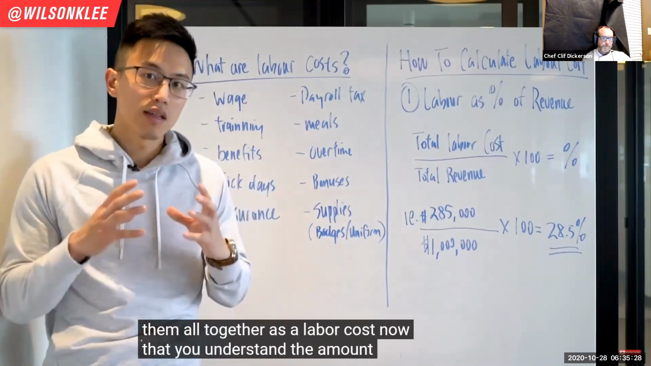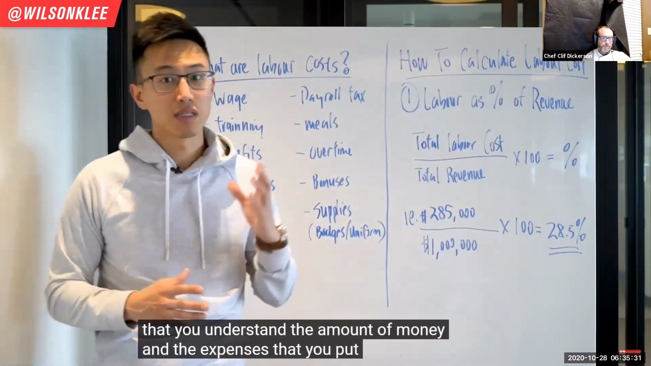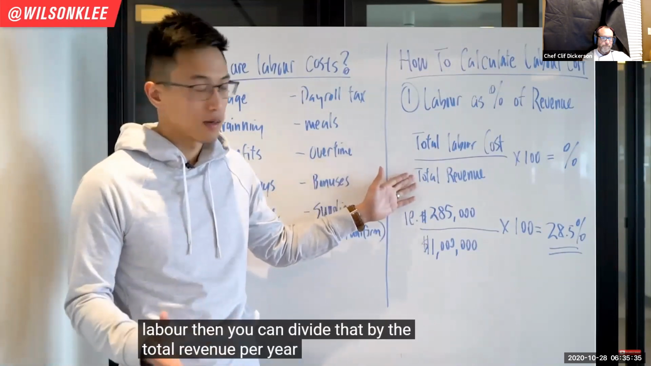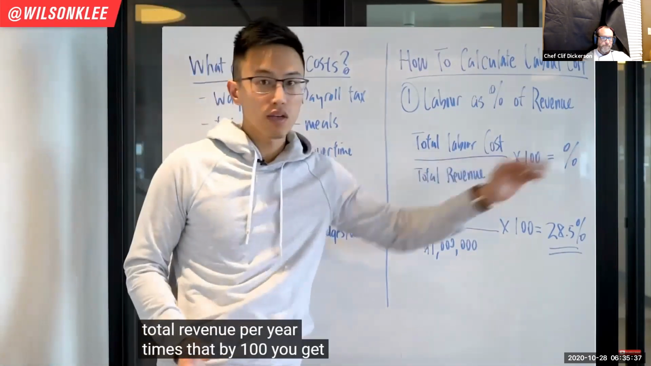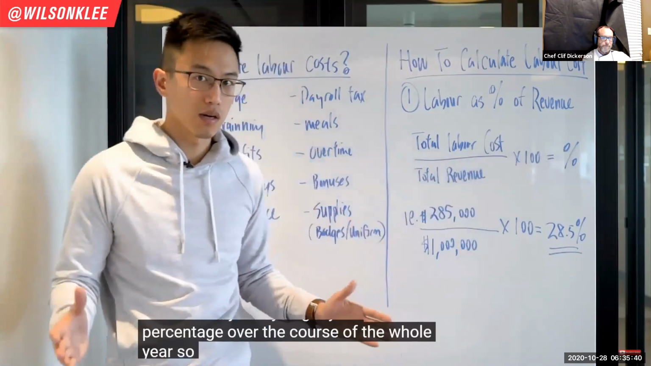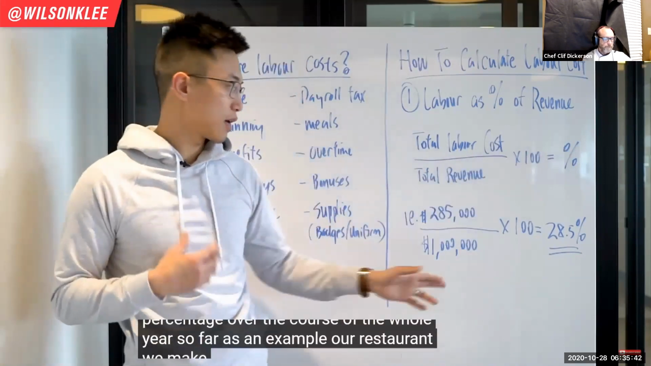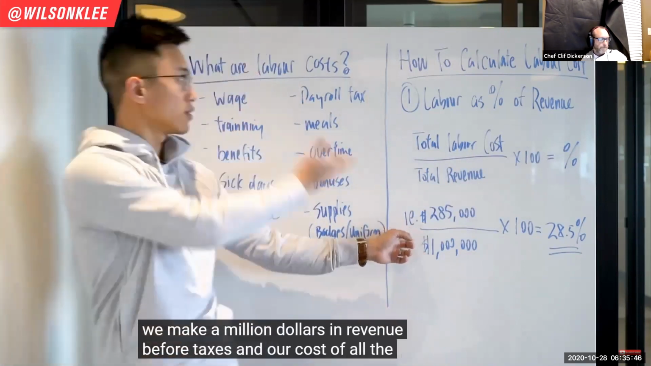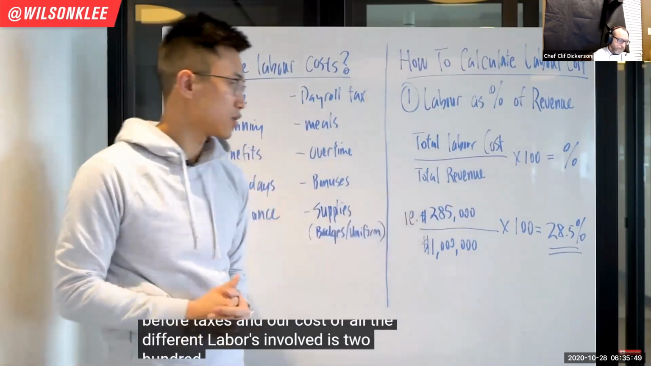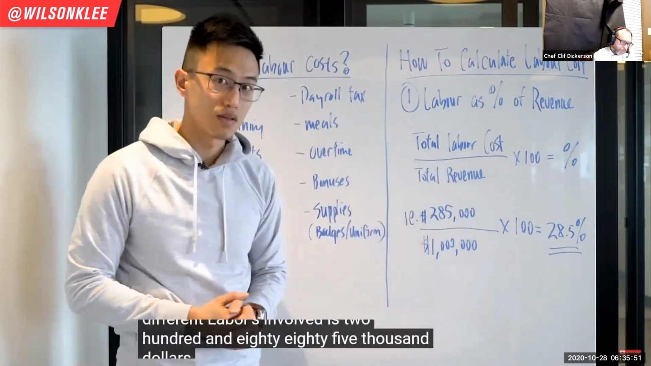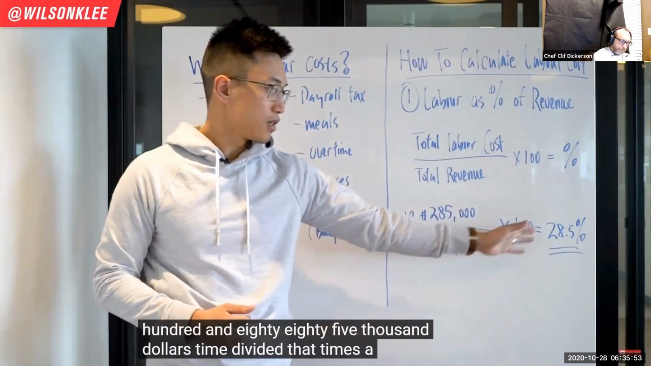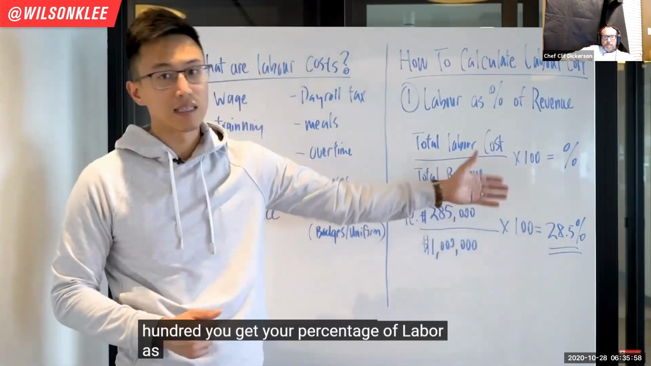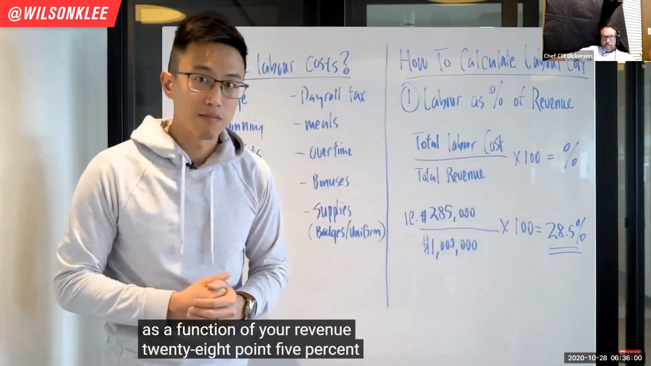Now that you understand the amount of money and the expenses that you put into labor, you can divide that by the total revenue per year, times that by 100, and you get your percentage over the course of the whole year. So as an example, our restaurant makes $1 million in revenue before taxes, and the cost of all the different labors involved is $285,000. Divide that, times 100, and you get your percentage of labor as a function of your revenue: 28.5%.